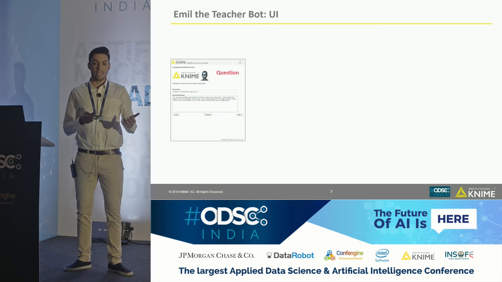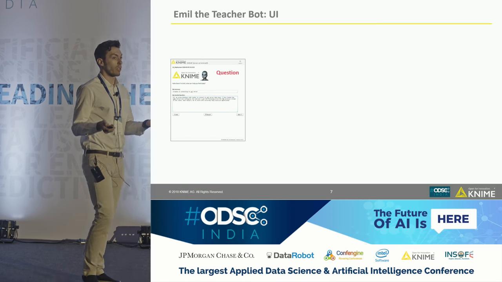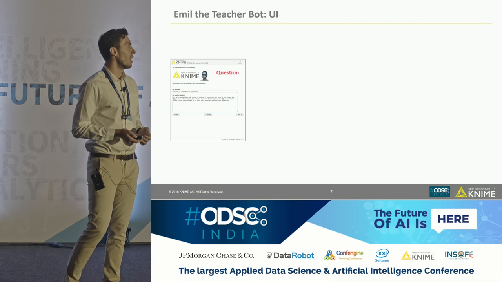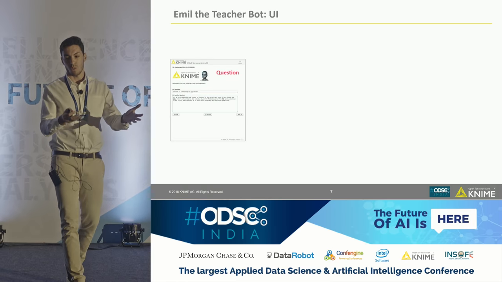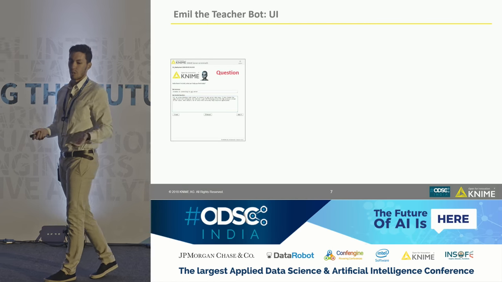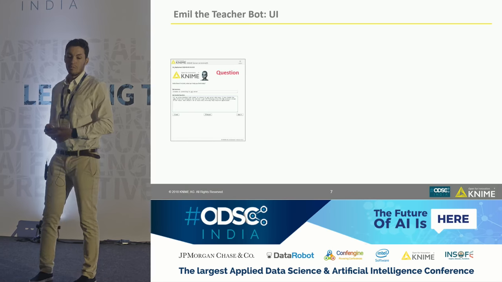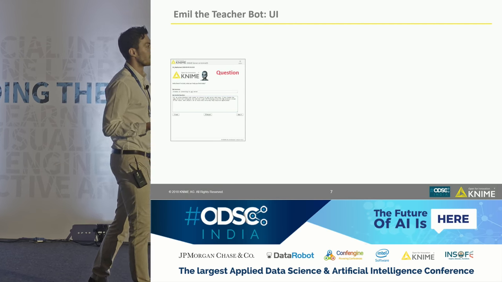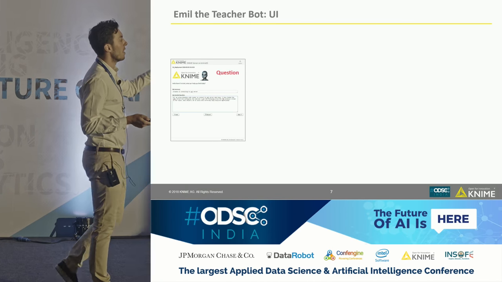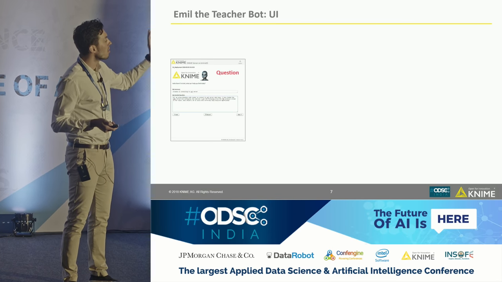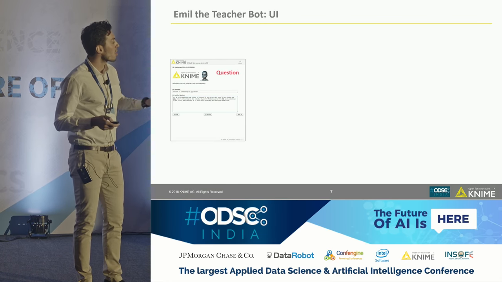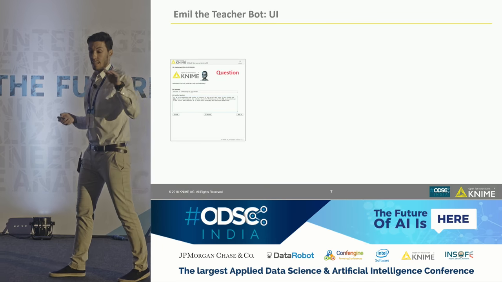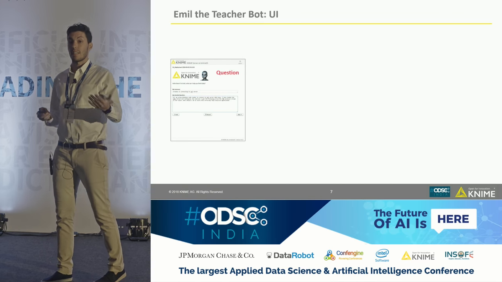So this is the UI that we built for the TeacherBot, for Emil. We used a web application. In this case, it's a feature of the enterprise solution that we have in KNIME, but you can build this application with whatever tool. And this is the first web page. So we started with a UI that has a KNIME logo, the Emil picture, some greetings, and then two fields that allow the user to write the summary of the question and then the question.